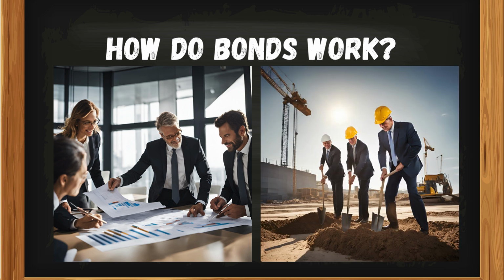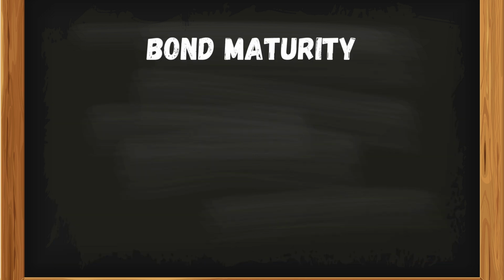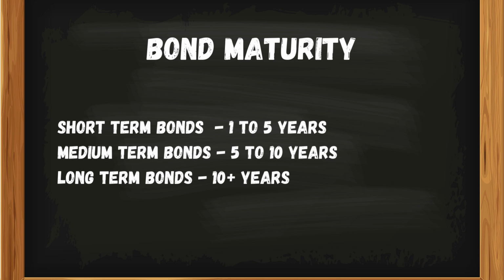For example, if a company needs money for a new project, instead of issuing new stock, which dilutes ownership, they might issue bonds. Investors who buy these bonds are essentially lending money to the company, and in return, the company agrees to pay them interest over a set period. The length of time until a bond's principal is repaid is called the maturity. Bonds can have short-term maturities of just a few months, or long-term maturities extending up to 30 years or more.